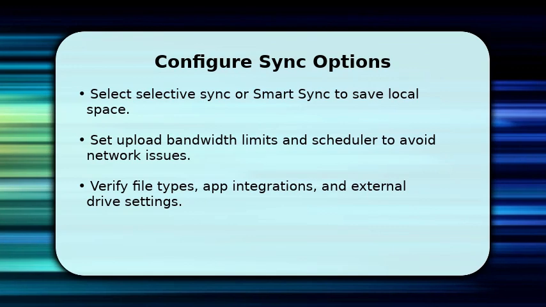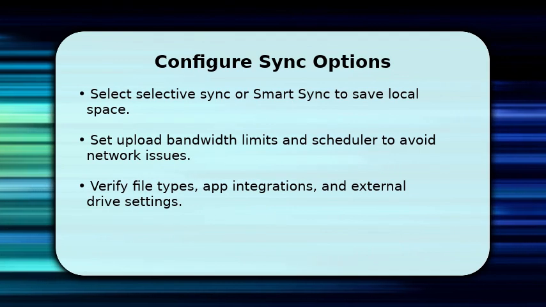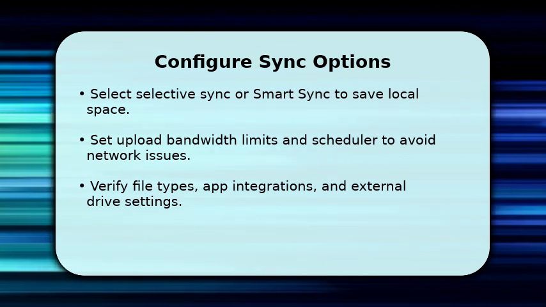Now fine-tune how Dropbox backs up your system. You can use Smart Sync or Selective Sync to keep large files online only and save disk space. Choose per folder settings. Then open Bandwidth in Preferences to limit upload speed during work hours, and set a scheduler if you want backups to run at off-peak times.